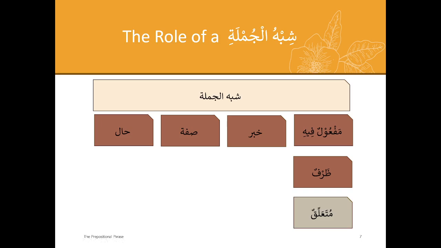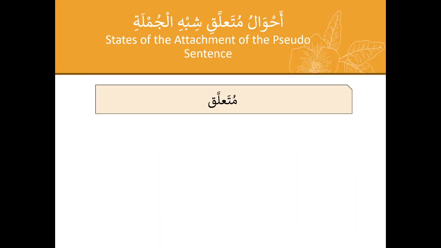Okay, so in what way can we attach the pseudo sentence to the Muta'allaq, the one that it is connected to? You can mention the Muta'allaq, so you know very clearly what it's connected to. So the mazkur, the thing that is being mentioned and being connected to, can be either the fi'il or an isim. That is khabar, usually.